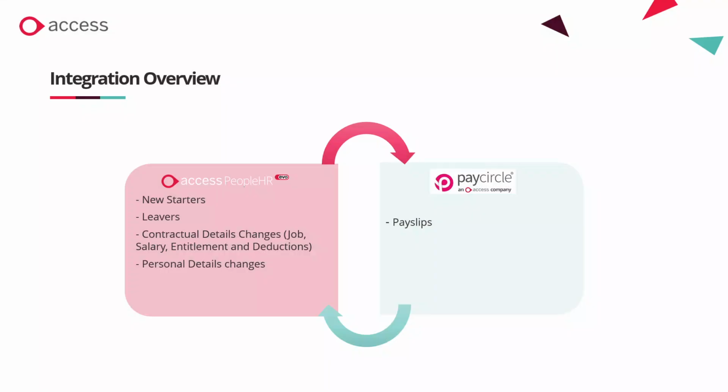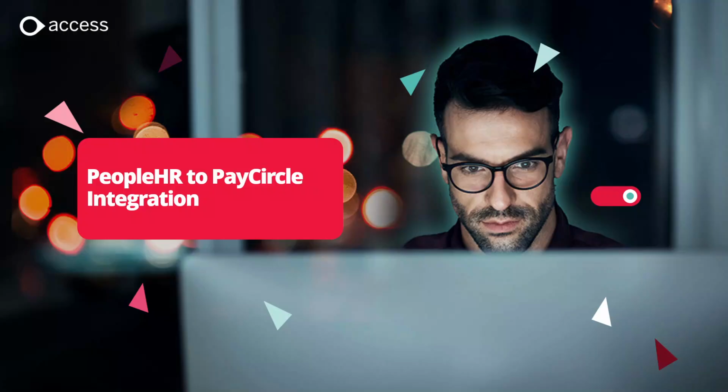Once Payroll has been run, the final part of the integration pushes the payslips back from PayCircle into the Documents area of an employee record within PeopleHR, which employees themselves can access using the mobile app or the desktop application.